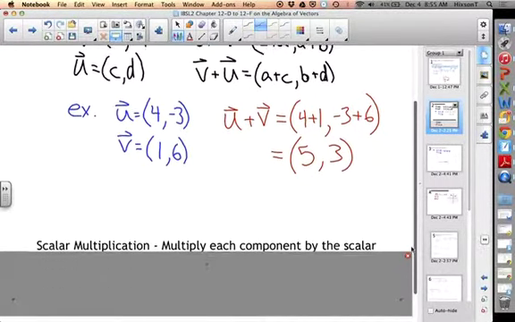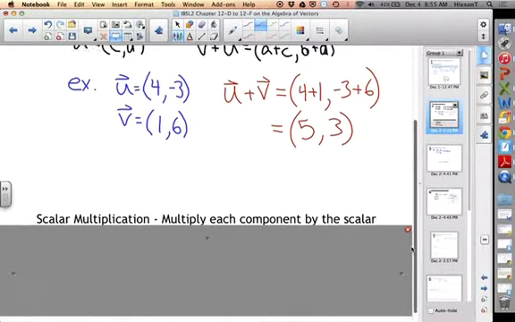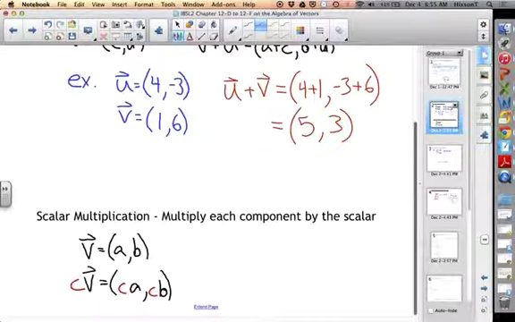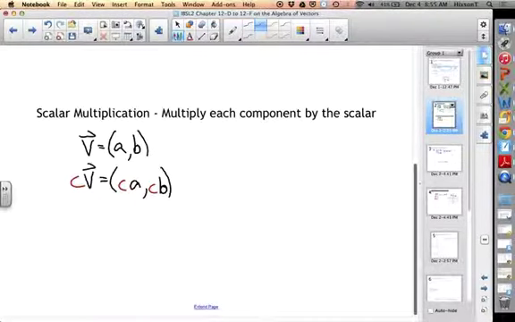Now, we also talked about scalar multiplication. And this, again, is relatively simple. But scalar multiplication, we're multiplying each component by that scalar. Alright, so if vector v is just (a, b), and c is some real number, then we're just going to multiply a and b both by that constant c.